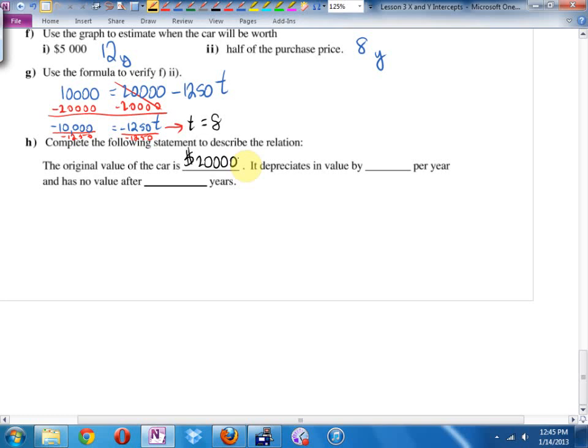It depreciates in value by how many dollars per year? I don't think it depreciates by $2,500 per year. I'll give you a hint. You can find the answer in the equation. Darn right, it's 1,250. Every year. And has no more value after how many years?